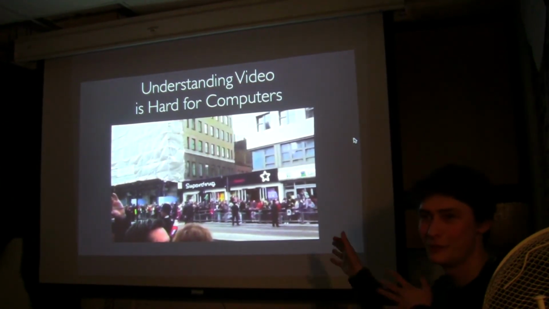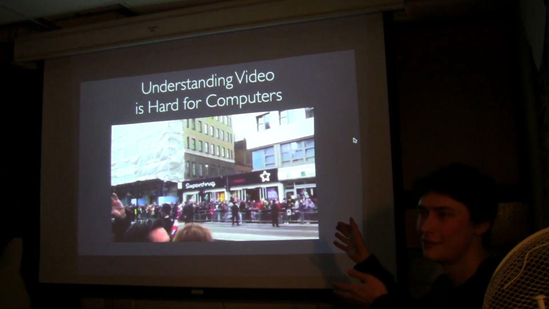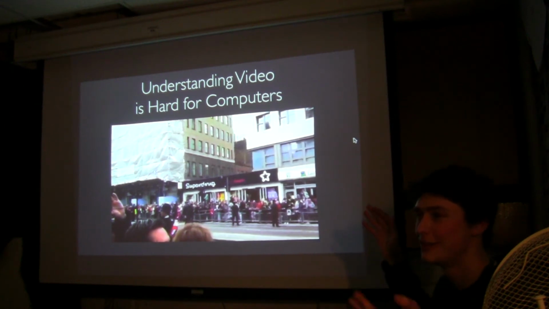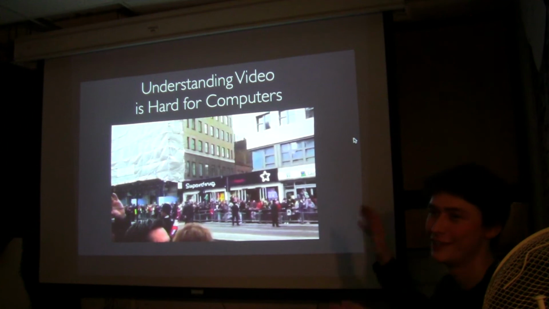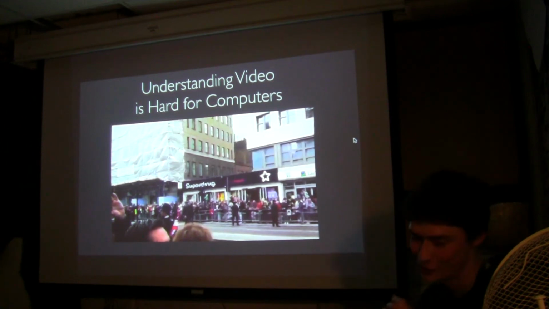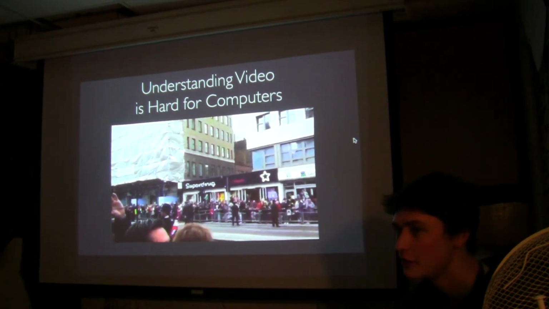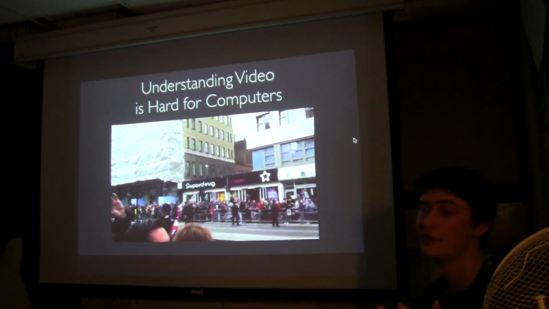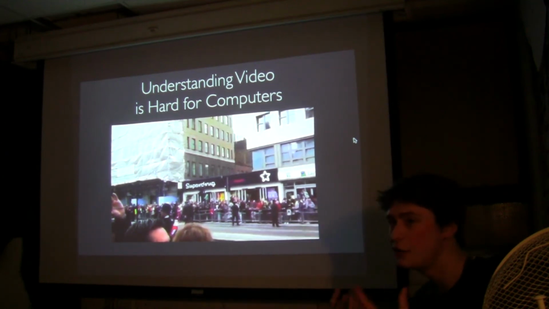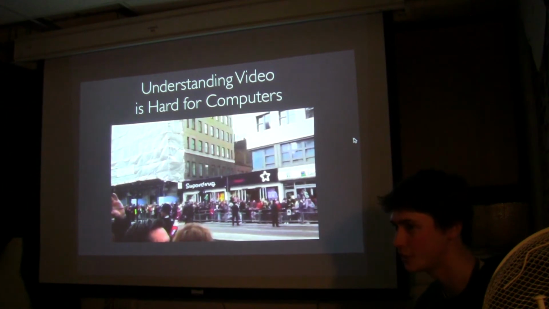So any idea what you might have been looking at here? Anyone? The Queen passing by. The Queen passing by during the Jubilee celebrations in London this summer. So, Strand. Sorry? Looks like it's on the Strand. Exactly. So this is just a demonstration of how good we are at interpreting visual content.